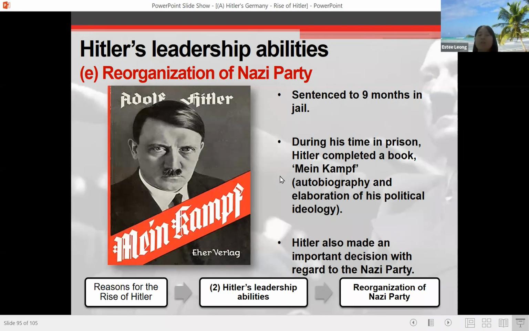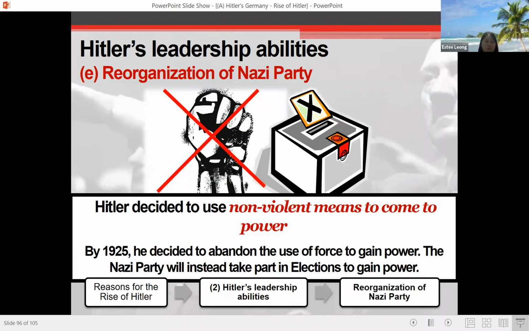And he made an important decision with regard to the Nazi Party. He's given all of this time in jail to sit there and reflect and to write a book. So what happened next was he decided he would use non-violent means to come to power. By 1925, he decided to abandon the use of force to gain power. What does the use of force mean? He decided that since the Munich Putsch, the attempt at overthrowing the local government, hadn't even worked, and instead he was jailed, he would take part in elections to gain power.